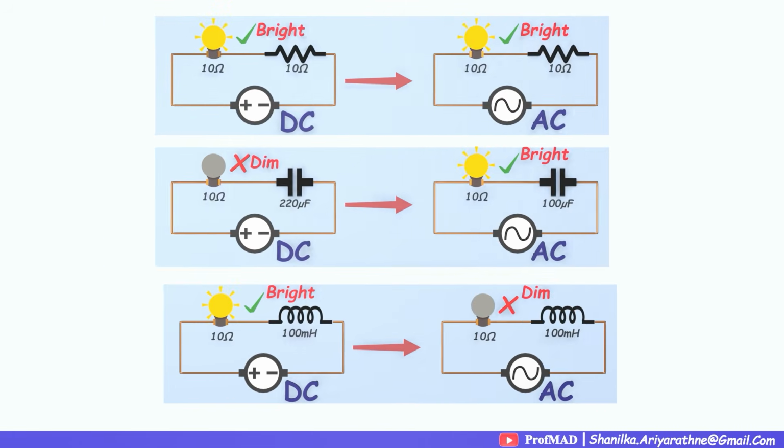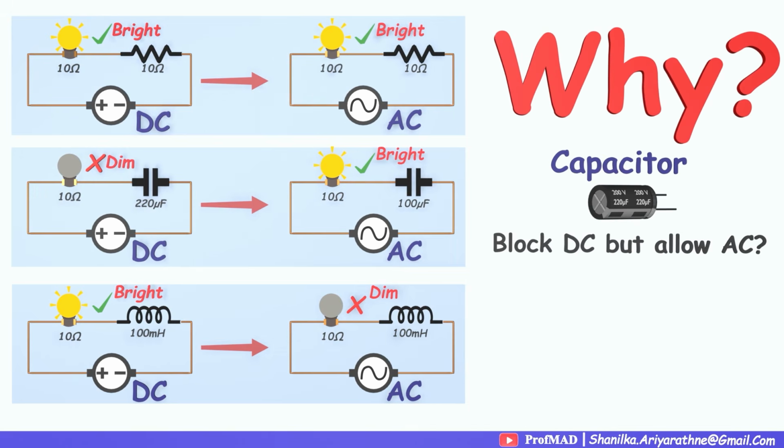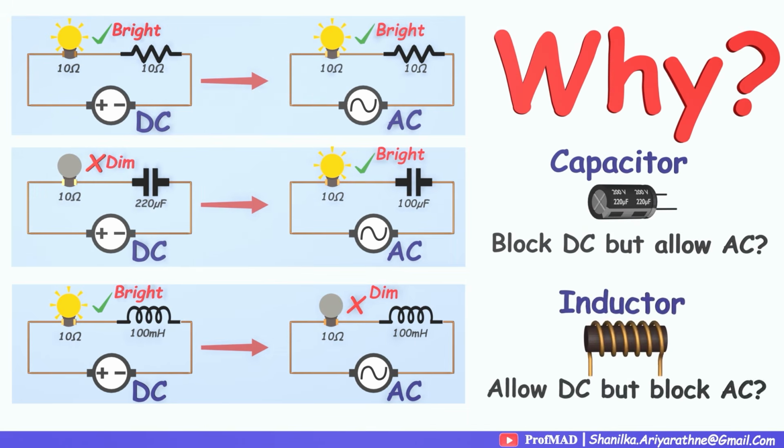So why does simply switching from DC to AC completely change the behavior of these components? Why does a capacitor block DC but allow AC? And why does an inductor allow DC but resist AC more and more as the frequency increases? That's exactly what we're going to explore in this lesson.